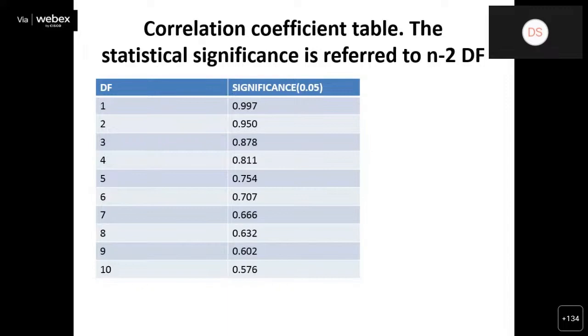Usually it is n-2 degrees of freedom. When you do the correlation, if there are 5 pairs and you have to calculate the correlation coefficient, for 5 pairs the degrees of freedom is 3. If the value is more than 0.878, it is significant at the 0.05 level. If you have 7 pairs, that is 5 degrees of freedom, you have to look for it. If your correlation coefficient is more than 0.754, it is statistically significant.